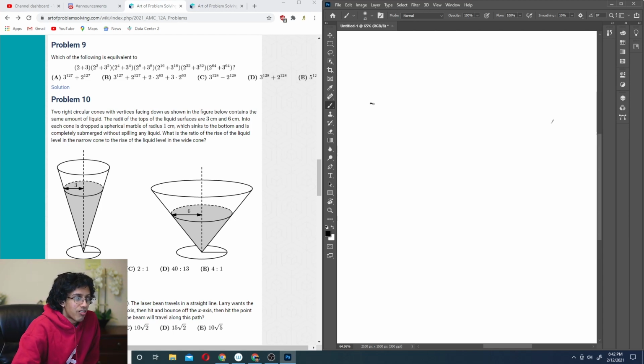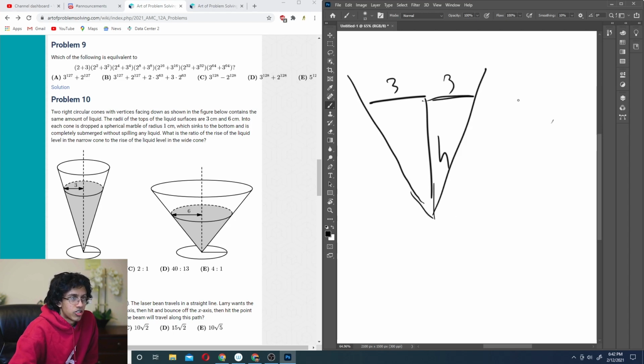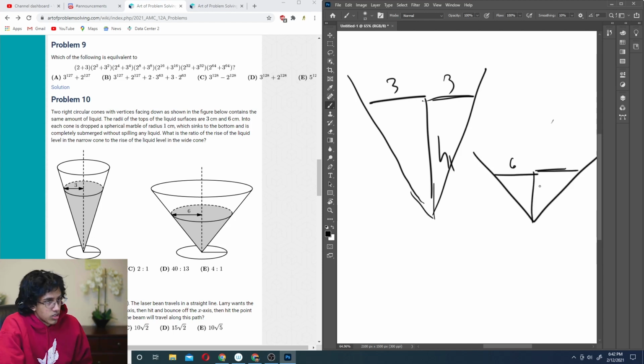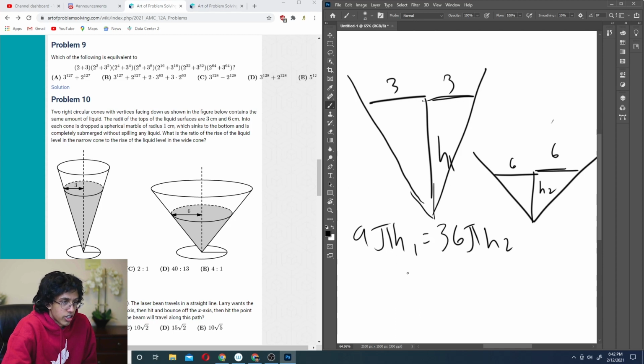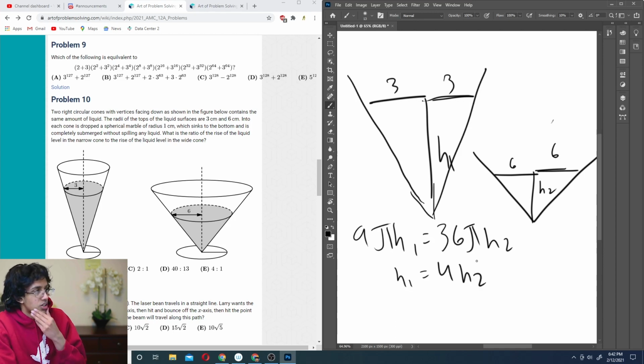Okay. So essentially, we have R is 3, and we have H, the cone. Then we have another one where R is 6, with H1, let's say, and H2. Essentially, from volume, they're equal volume, right? So we have 9 pi h1 equal to 36 pi h2. So h1 is just equal to 4 h2. So that is the main thing you gotta do.